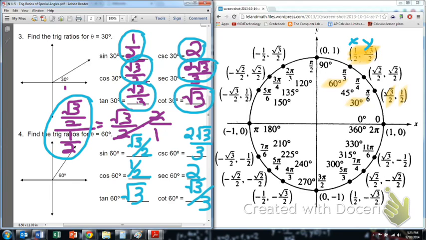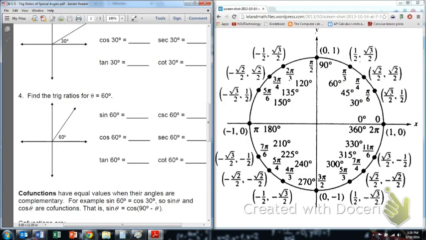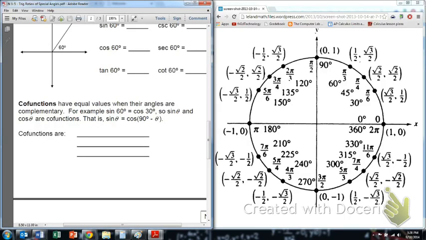I know I went through all that kind of fast. I'm trying to keep the video fairly short, but that gives you the basic values for those angles in the first quadrant. And you should have noticed with that last example that cofunctions have equal values when their angles are complementary. For example, if you look back up at your notes, the sine of 60 and the cosine of 30 were equal because 60 and 30 are complementary. They add up to 90.